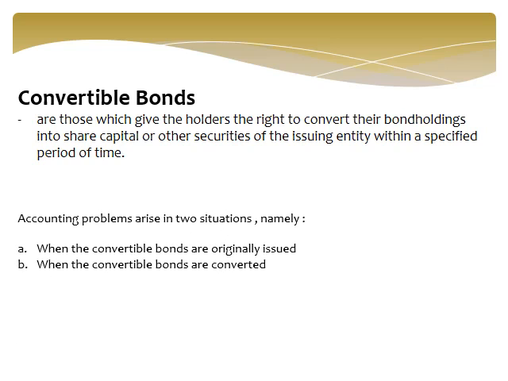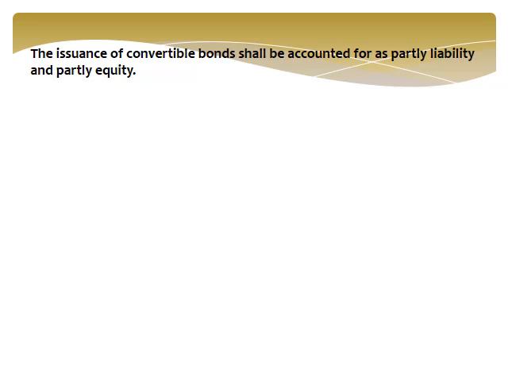Accounting problems arise in two situations, namely, letter A, when the convertible bonds are originally issued, and letter B, when the convertible bonds are converted. So let us discuss the accounting for the convertible bonds. The issuance of convertible bonds shall be accounted for as partly liability and partly equity. Kasi nga, compound financial instrument, dapat mahiwalay si liability tsaka si equity.